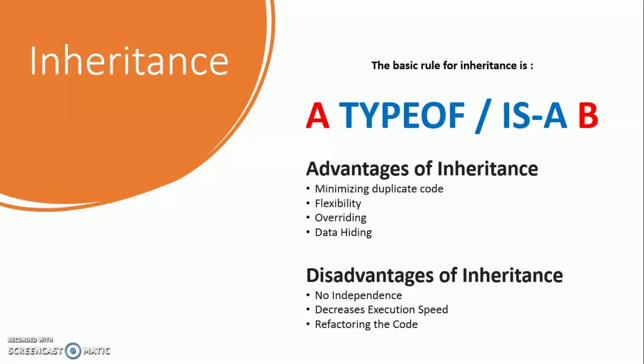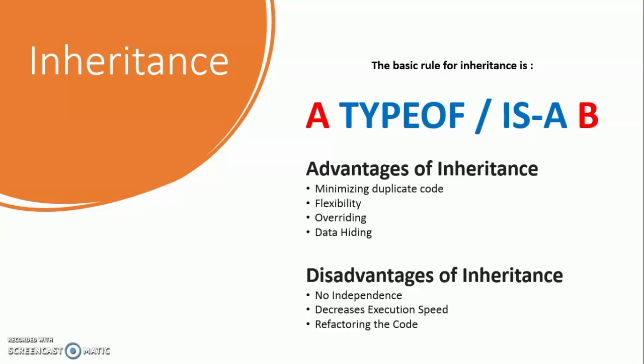Disadvantage, there is no independence. Now understand, when I'm associating two objects with an inheritance relationship, I am tightly coupling both of them. So then there is no independence of the classes. Both are dependent on each other, and a change in one might affect the other. Usually the change in the parent affects all the children. That's how it is more affecting. Again, it decreases the execution speed, again because of tight coupling.